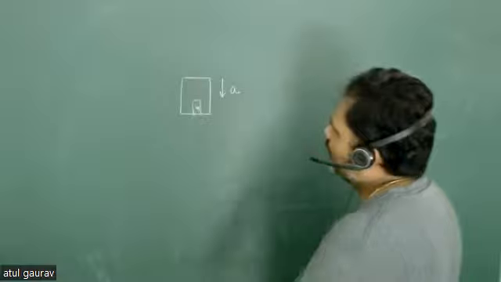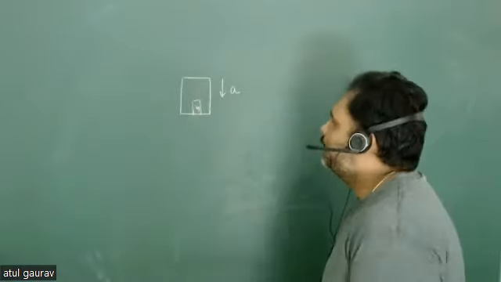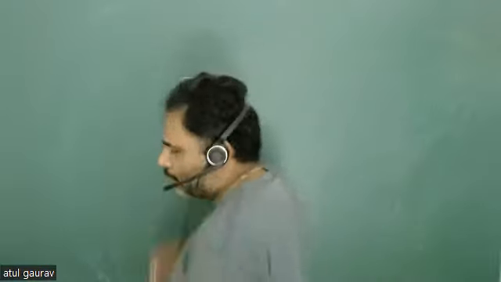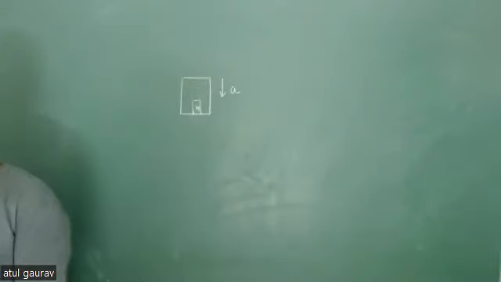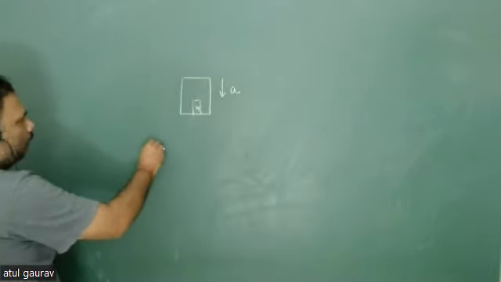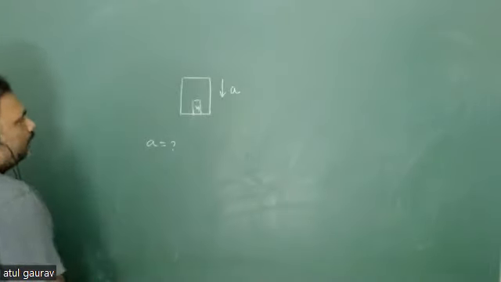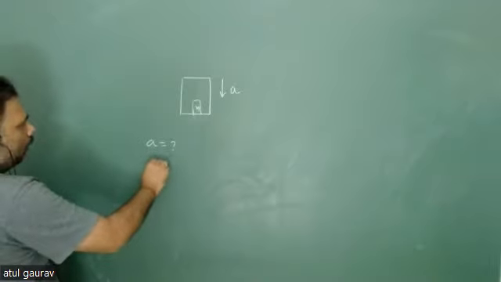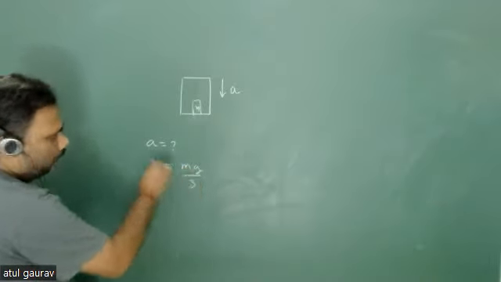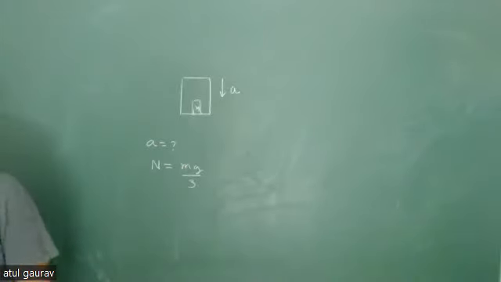In which direction is this going? The whole lift is going downward with acceleration a. Now what we have to calculate? We have to calculate what will be the value of a such that the normal force is mg by 3. I think this is correct.